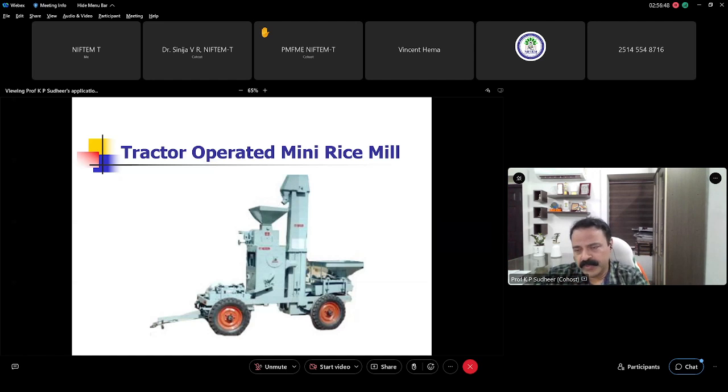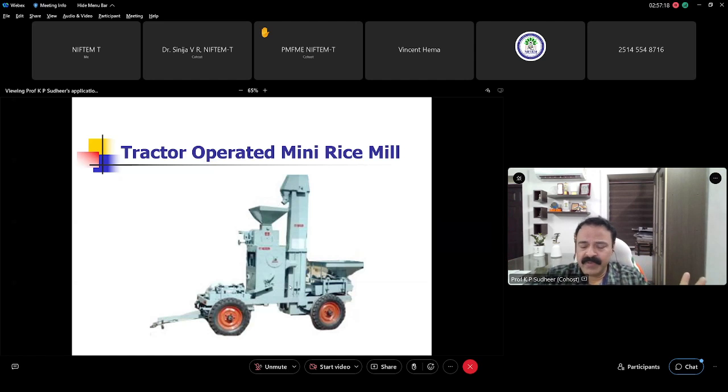The feed should be paddy with 14% moisture content. So the parboiling and the drying have to be done separately. If you feed dried paddy with 14% moisture content, you will definitely get polished rice from this. The rubber roll sheller is also available, then the polisher is also available, and finally you will get the polished rice. So such mini rice mills are available.